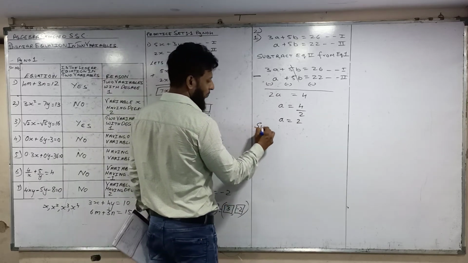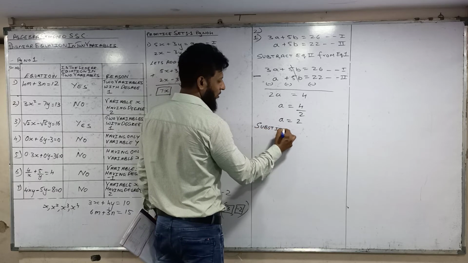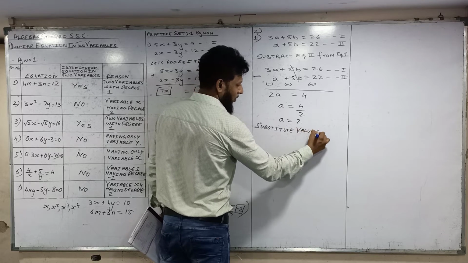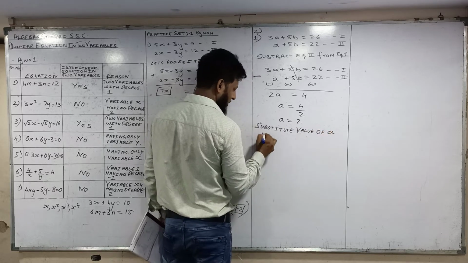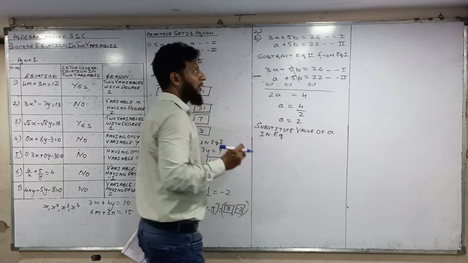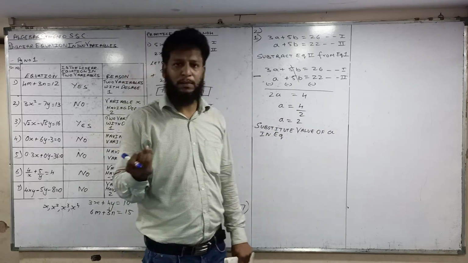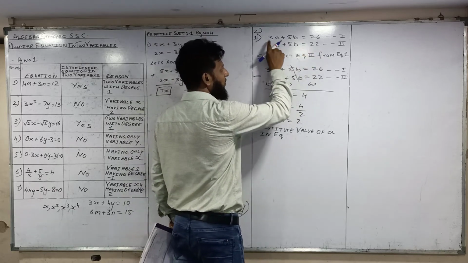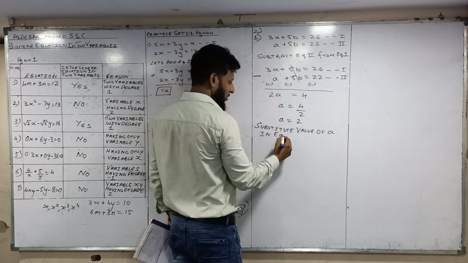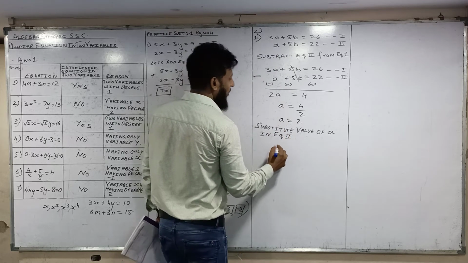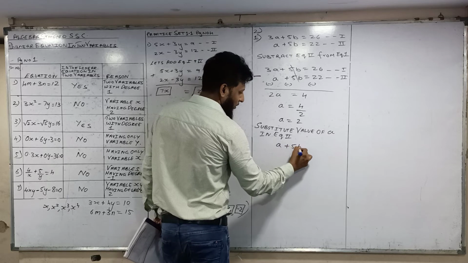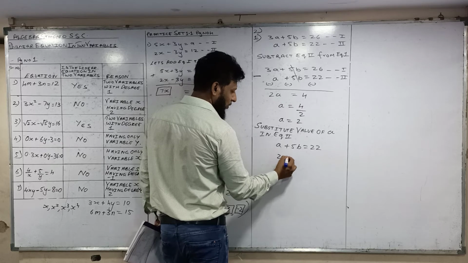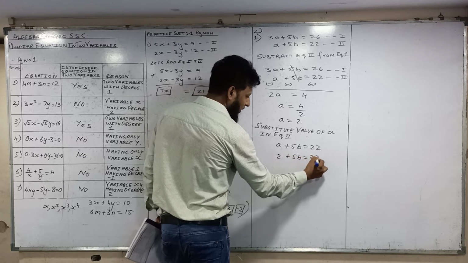Now substitute the value of a in an equation. Take a simple equation which is very easy to work with. So I am substituting in equation 2, which is simpler than the other equation. In equation 2, a plus 5b is equal to 22. What is the value of a? 2 plus 5b is 22.